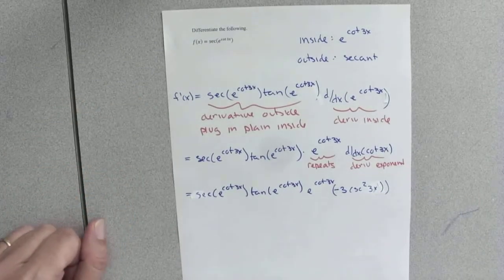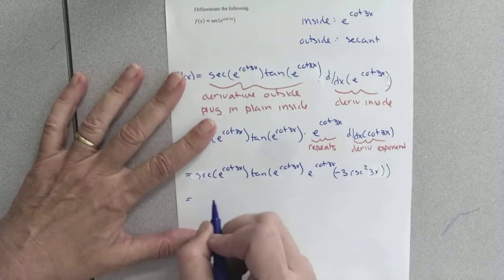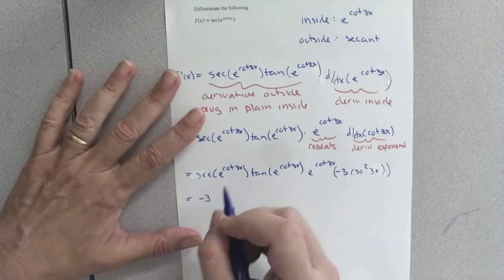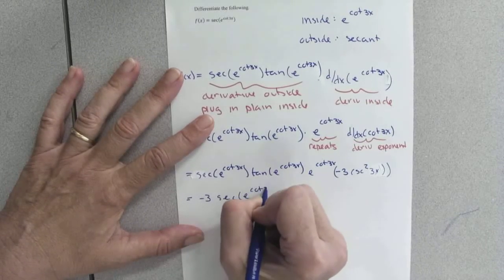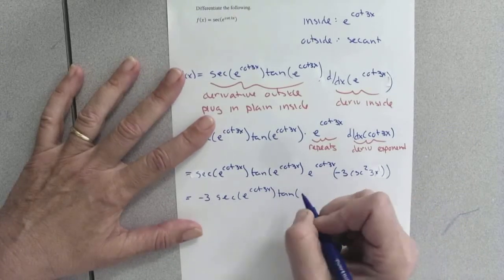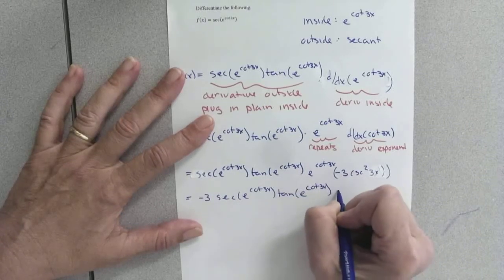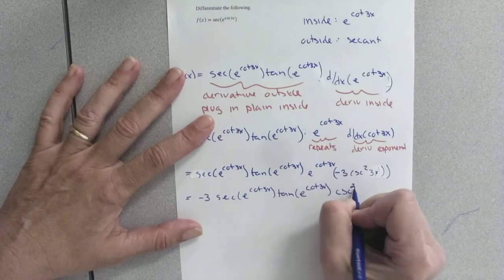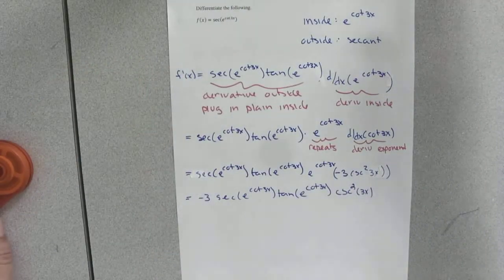And there's my derivative, and nothing really simplifies here. The most you would maybe want to do is put that negative 3 up to the front. But nothing else significantly simplifies here. There's my answer. Okay, let's end that video.